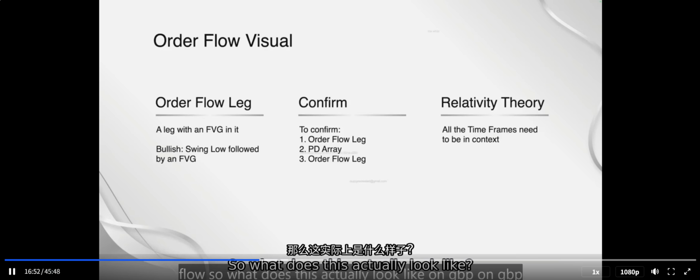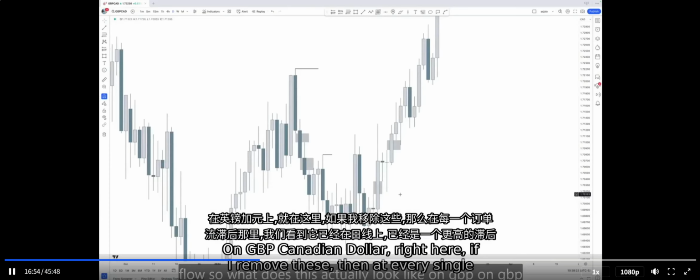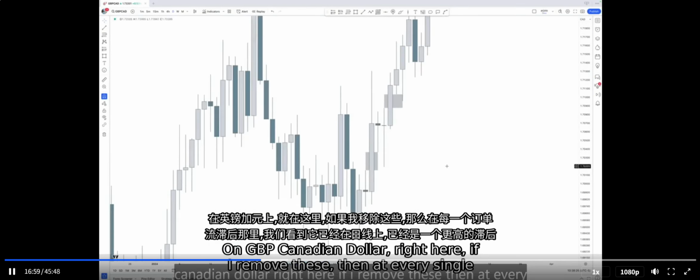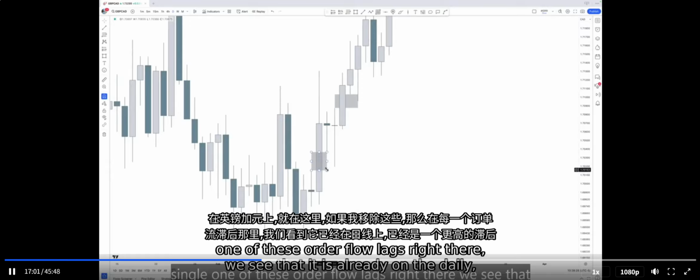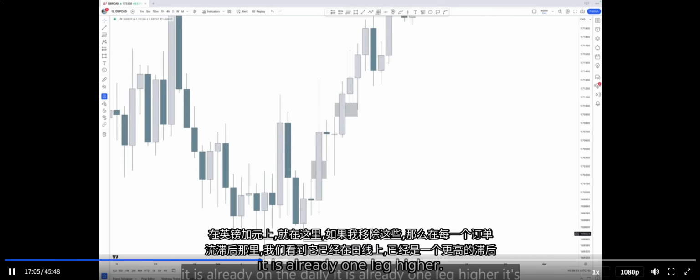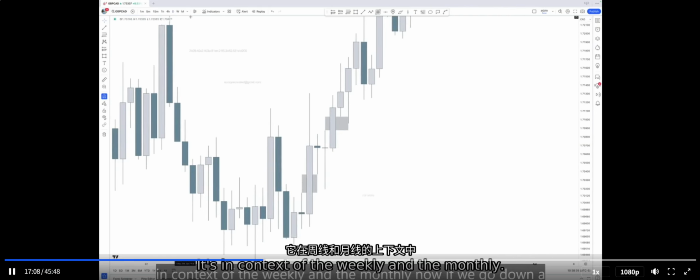So what does this actually look like? On GBP/CAD, right here, if I remove these, then at every single one of these order flow legs right there, we see that on the daily, it is already one leg higher. It's in context of the weekly and the monthly.